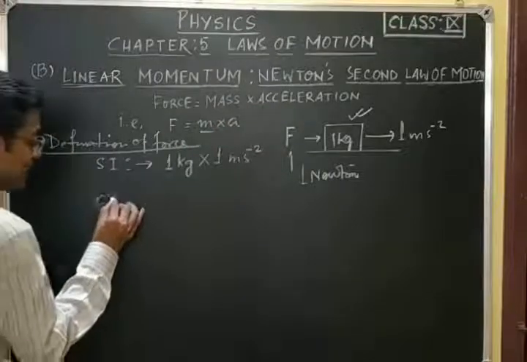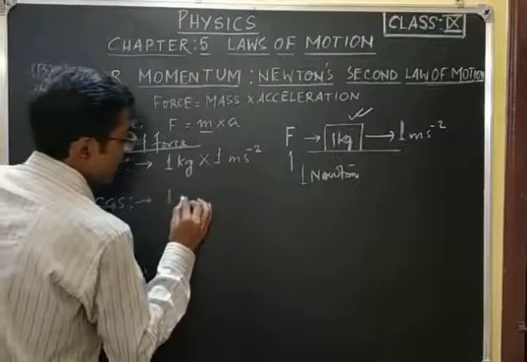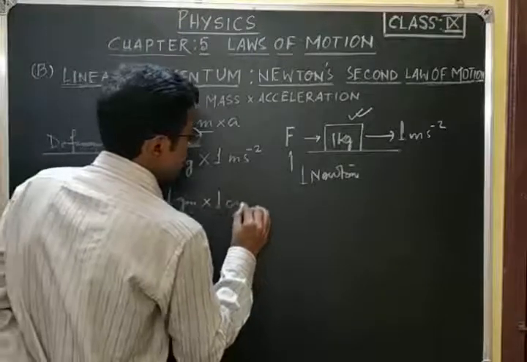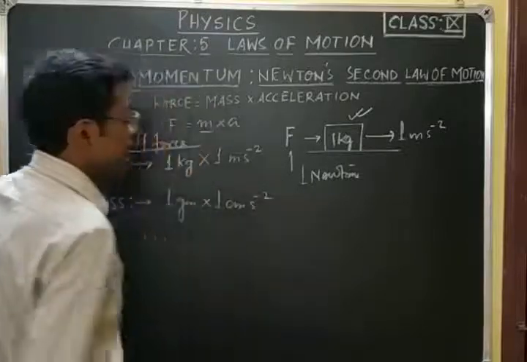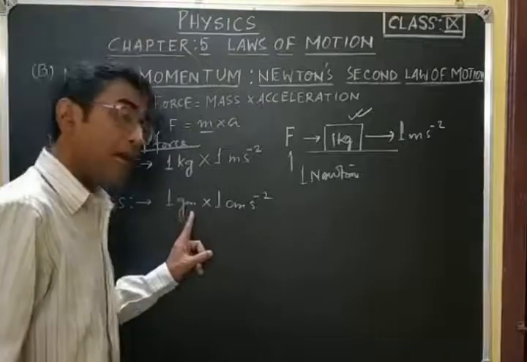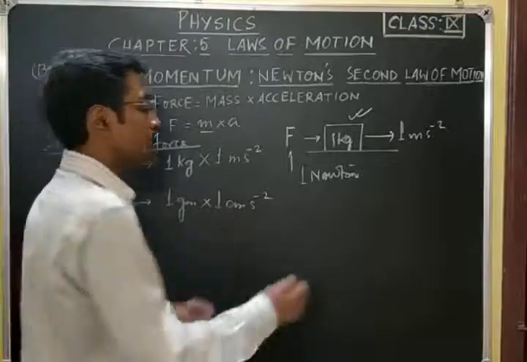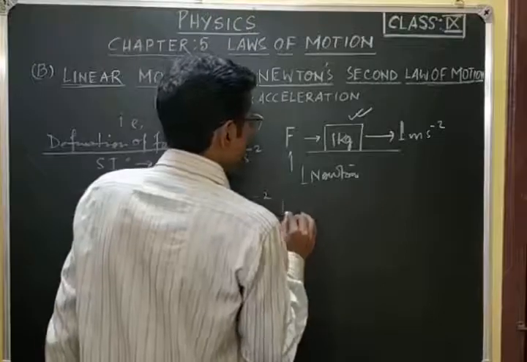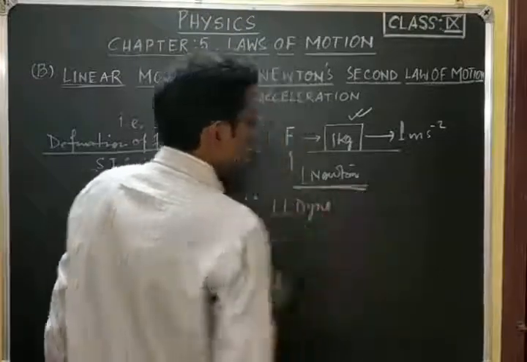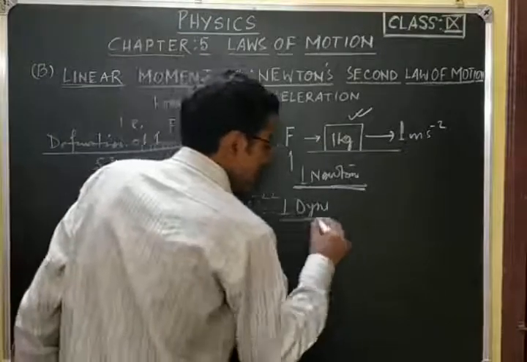And in the CGS system, what is the unit of mass? 1 gram. And what is the unit of acceleration? 1 centimeter per second square. So the force which acts on a body of mass 1 gram and produces an acceleration of 1 centimeter per second square is called 1 dyne. So this is the SI unit of force and this is the CGS unit of force.